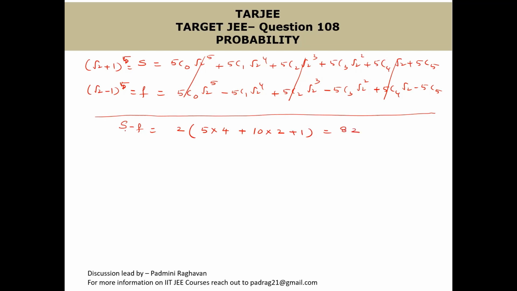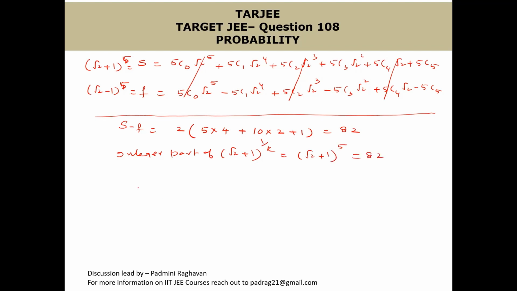S has some integer part and some decimal part. F has only a decimal part. And S minus F is equal to 82, which indicates the integer part. The integer part of (root 2 plus 1) whole power 1 by k, which is nothing but (root 2 plus 1) whole power 5, is equal to 82.